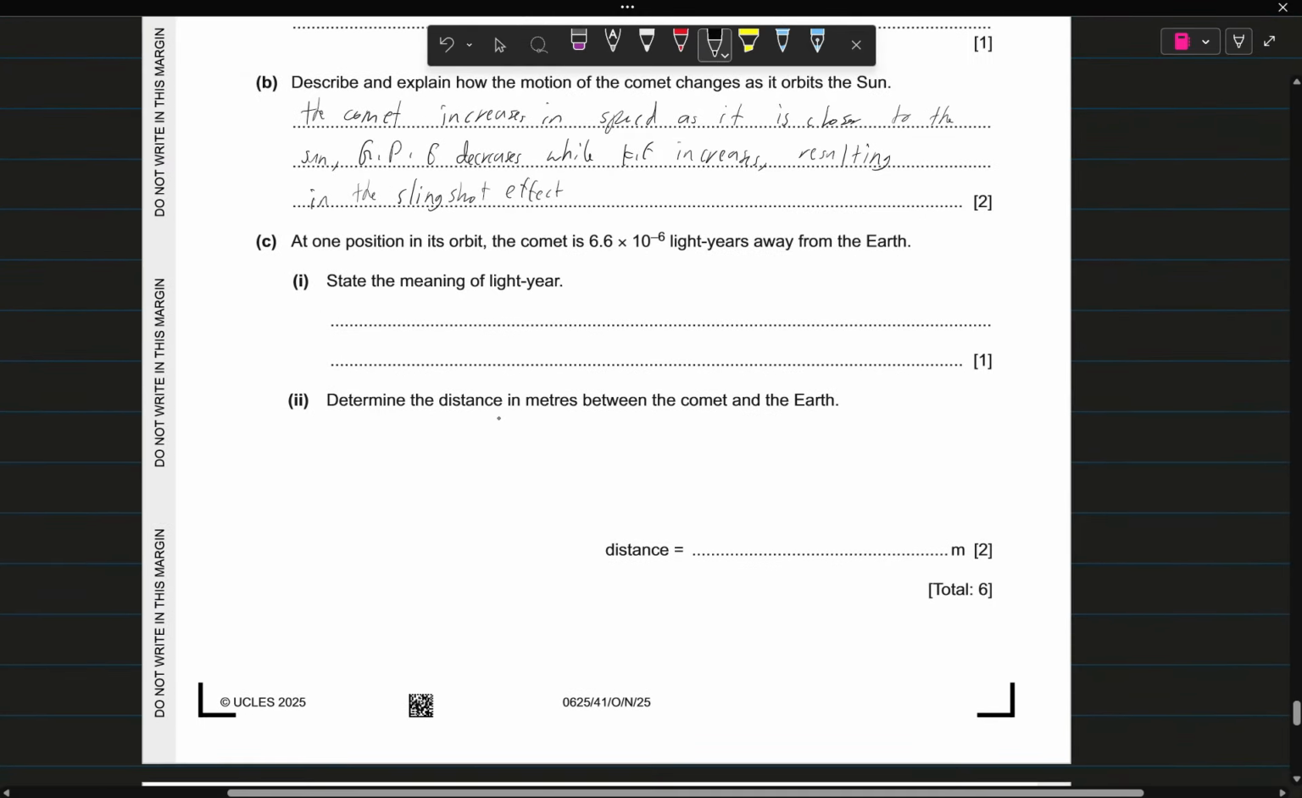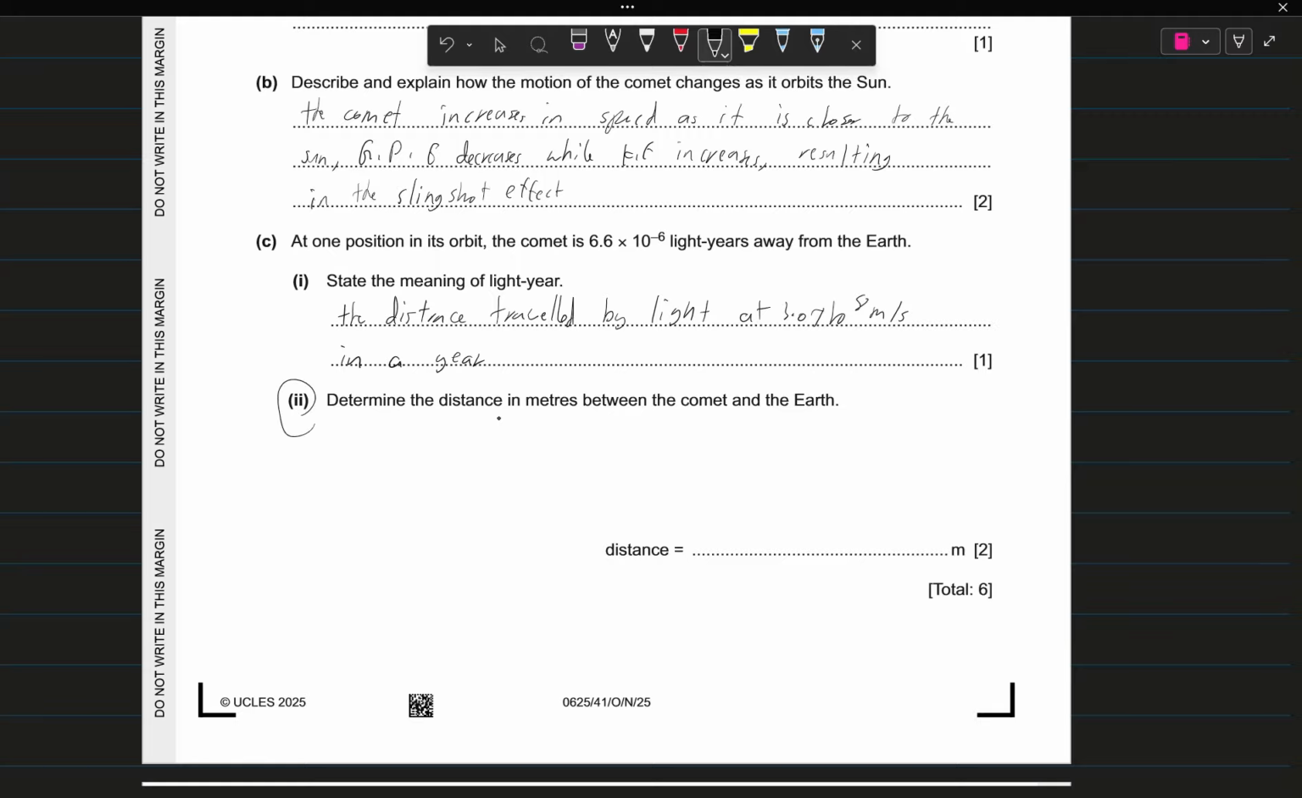At one position in its orbit, the comet is 6.6 times 10 to the power of -6 light years away from the sun. State the meaning of a light year. It's basically the distance traveled by light in a year. If you want, you can just say the speed, 3.0 times 10 to the power of 8 meters per second, in a year. Okay, that works. Now for the last question, C2.